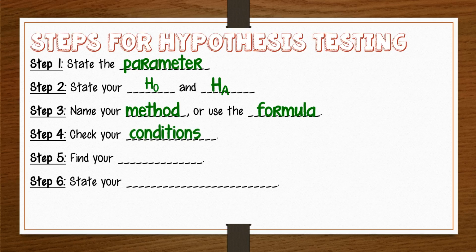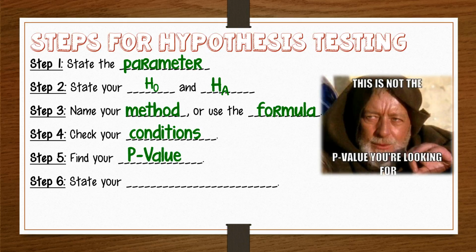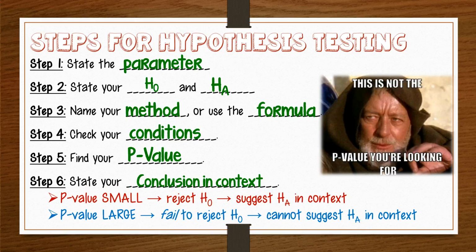Please, oh my, check those darn conditions. I know they're a pain, but they're definitely worth doing because here's the problem. Steps 5 and 6 don't really matter if your conditions have failed. Find that p-value and eventually state your conclusion with context. Always give it a little bit of zest at the end. Don't just fail to reject H0 without putting it in context. And again, quick little recaps. Feel free to pause the video to write those down.